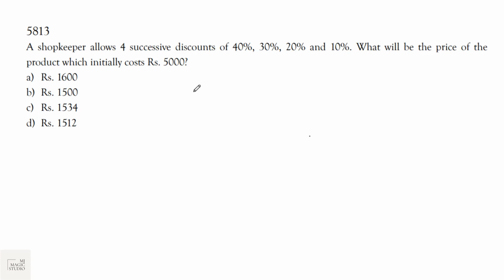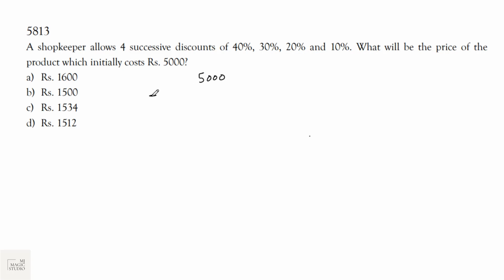Now the question of 4 successive discounts. In this case, using the traditional method is far better. Using the complicated D1, D2 for 4 times, at least 3 times you need to apply that rule. A shopkeeper allows 4 successive discounts of 40, 30, 20 and 10%. What will be the price of a product which initially cost 5,000?